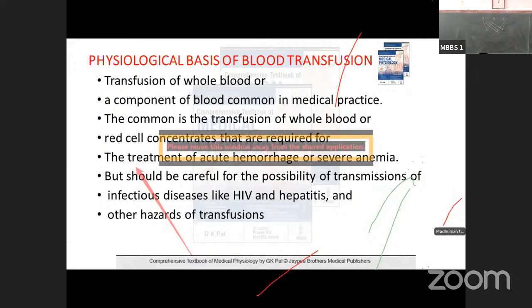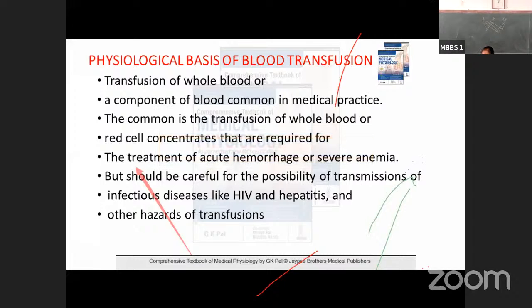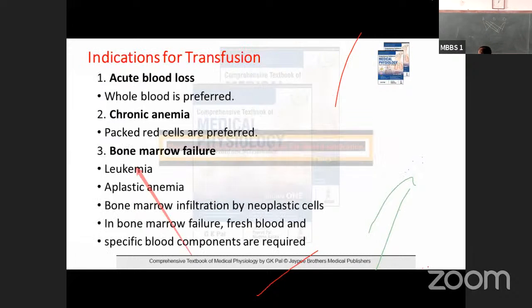Whole blood transfusion is more common in the treatment of severe hemorrhage after deliveries or after major surgeries, or in severe anemia. In cases of severe anemia, blood transfusion is indicated. It should be done carefully because there are chances of transmission of infective diseases like HIV and hepatitis. And also there are hazards of blood transfusion.